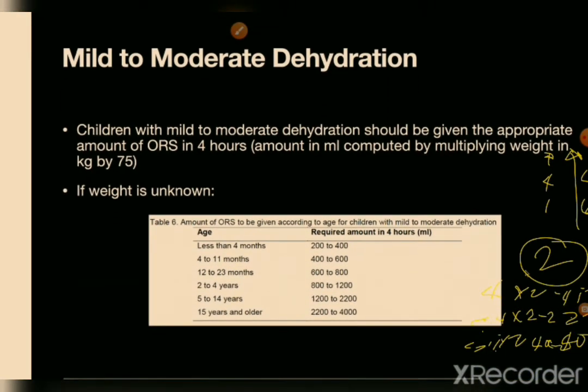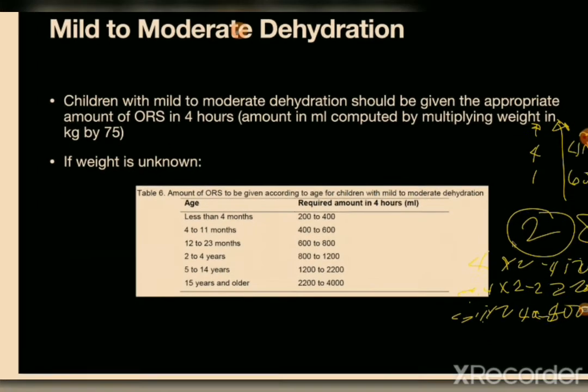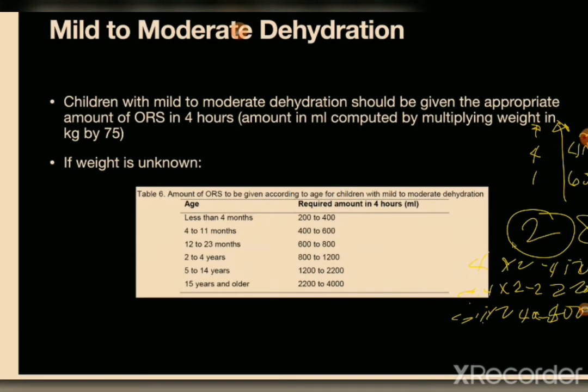For mild to moderate dehydration, children should be given the appropriate ORS in 4 hours, with the amount in ml computed by multiplying the weight in kilograms by 75. If the weight is unknown, we have the standard required amount in 4 hours in terms of milliliters.